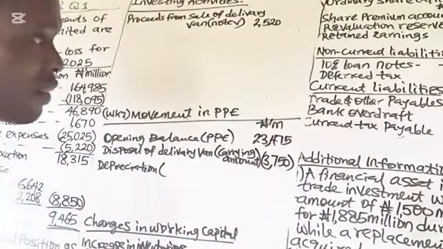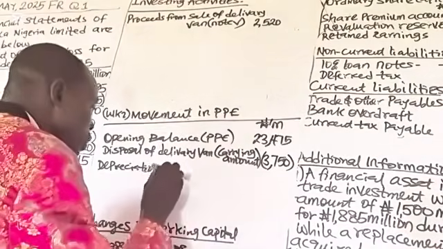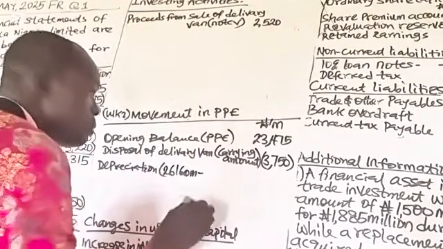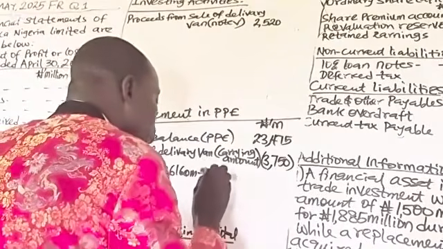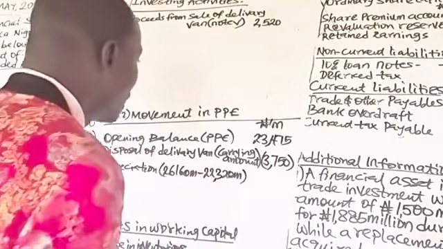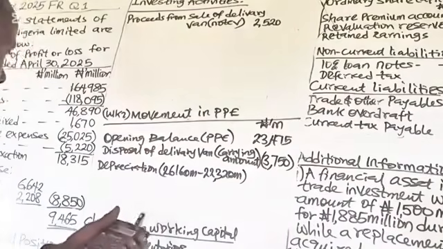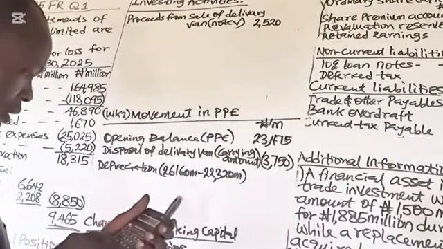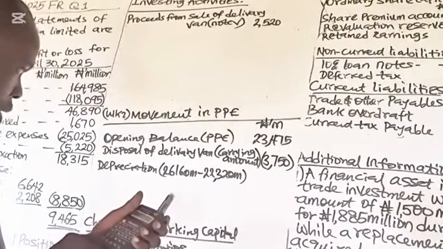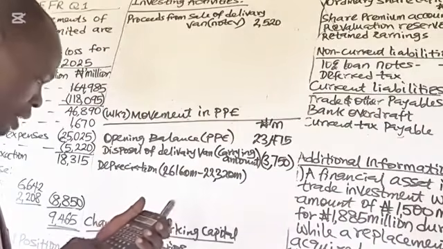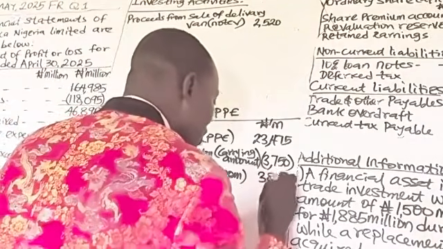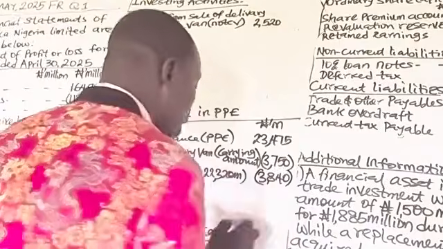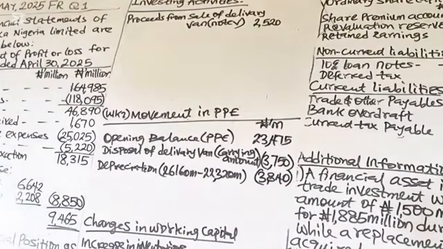Which is the difference between 26,160 million minus 22,320 million. So how much is the depreciation charge in the year? 26,160 minus 22,320. There you have 3,840. 3,840. Depreciation leads to reduction in the property, plant, and equipment.